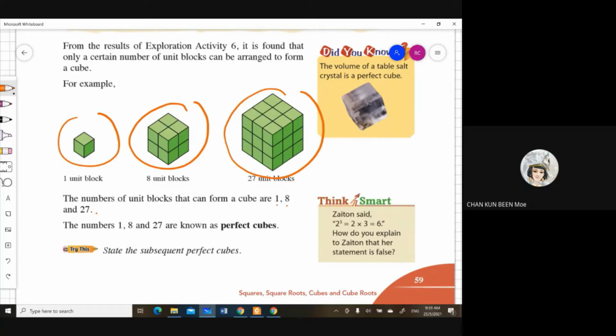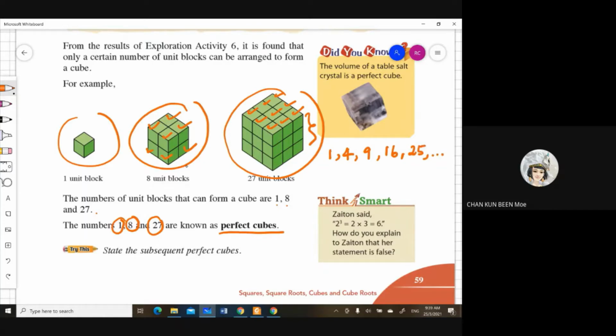So you can see why this is 8, because this one is 1, 2, 3, 4, 5, 6, 7, and the other one at the back. This is 1, 2, 3, 4, 5, 6, 7, 8, 9. 9 times 3, so we have 27. All these numbers, we call them perfect cubes, just like previously you learned perfect squares. Perfect squares are 1, 4, 9, 16, 25, and so on.